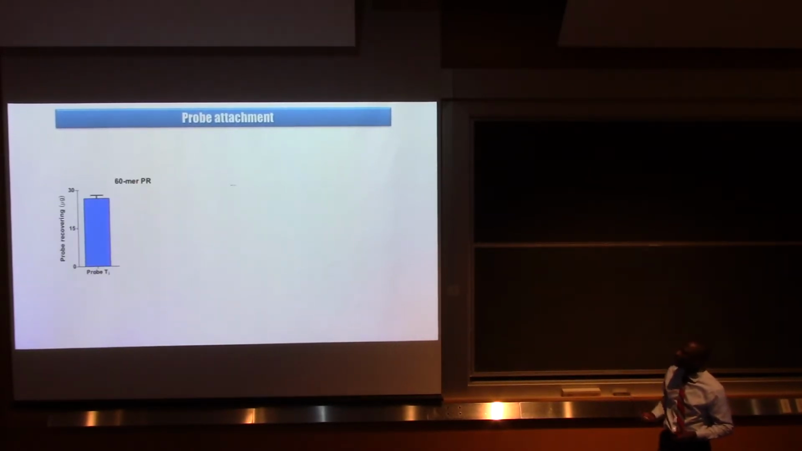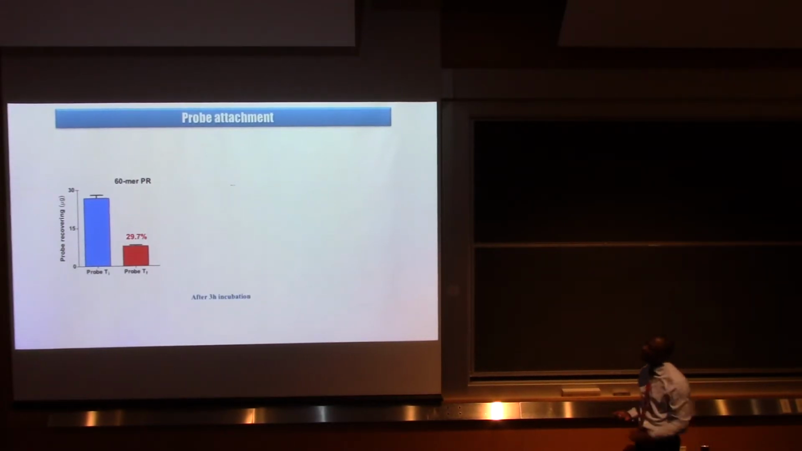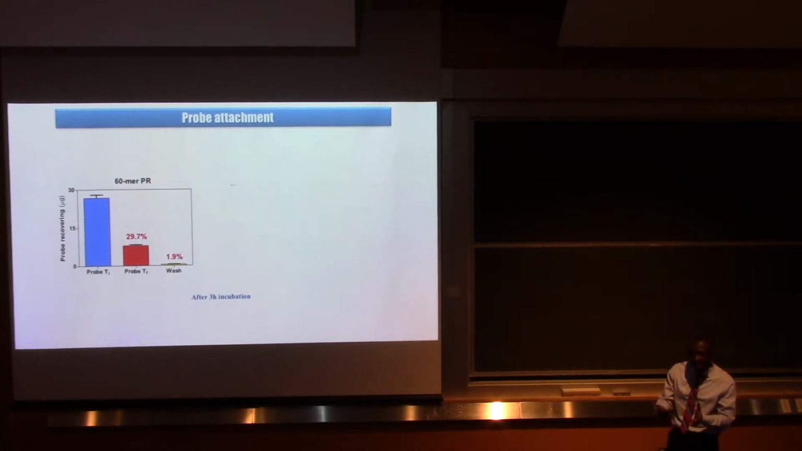So after our experiment, after measuring the recovery, we had just 30% of the probe in the recovery. Then, after washing the graphene surface, we got just 2% of the probe in the washed solution. So this suggests that almost 70% of the probe was added onto the graphene surface with the linker.